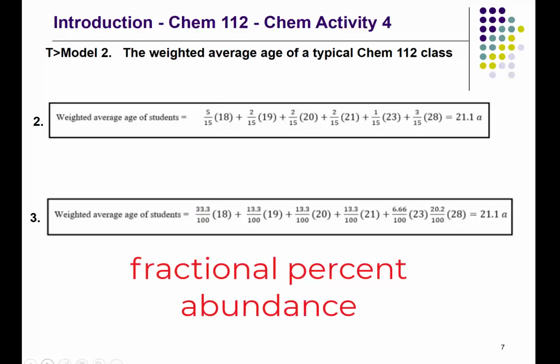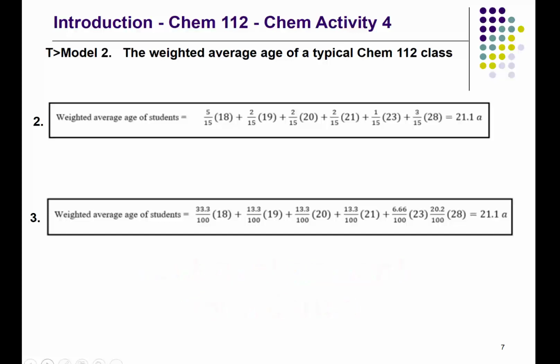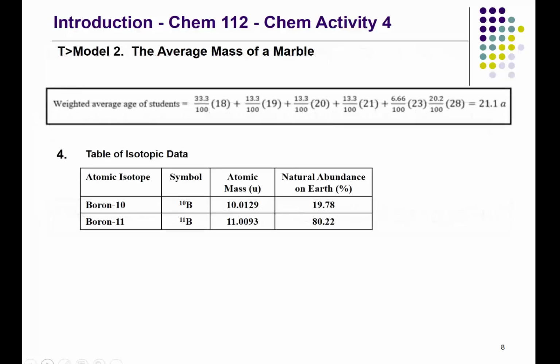Now each of the multiplying numbers is shown as a fractional percent abundance. This calculation would work then if we had a class of, say, 700 or 1500, where it would be difficult to count all the students. We just need to know what percentage of students are 18 years old or 19 years old. To calculate a weighted average, one needs to simply multiply each age by the fractional abundance and then sum these numbers. This approach can now be applied to atoms.